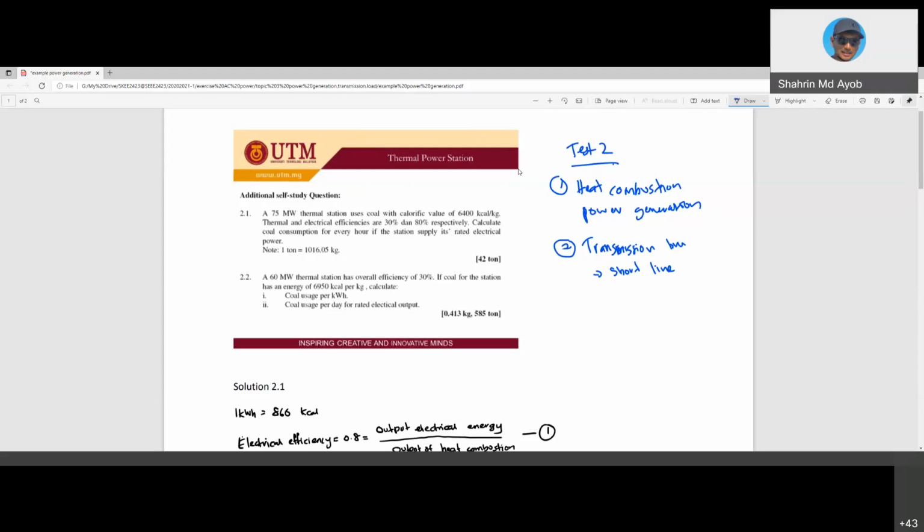The only problem that may require your full attention is this topic, the thermal power stations, where we will discuss one example from the slide, which is an additional self-study question. We have two questions. I don't know where these questions come from, maybe from the previous final exam and so on.